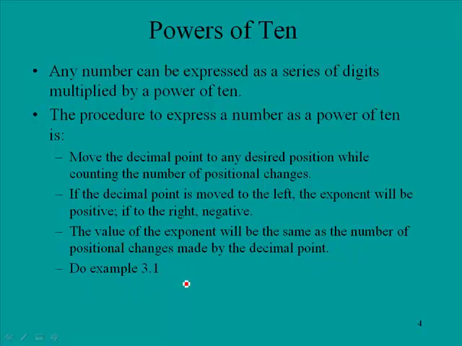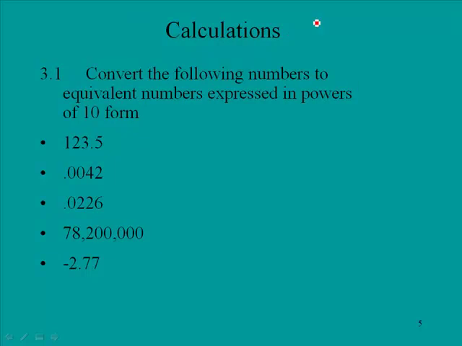And I want to look at the examples in 3.1. So let's convert the following numbers to equivalent numbers expressed in powers of 10 form. So we start out here, we have 5 values. You don't usually do this, but we could say all of these numbers are times 10 to the 0, because 10 to the 0 was 1, so any of these numbers times 1 is in fact itself.